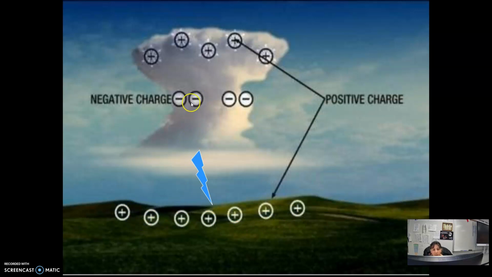And eventually what will happen when enough charge has accumulated and the conditions are right is that charge will be conducted through the air and an electric discharge will occur, which we call lightning.